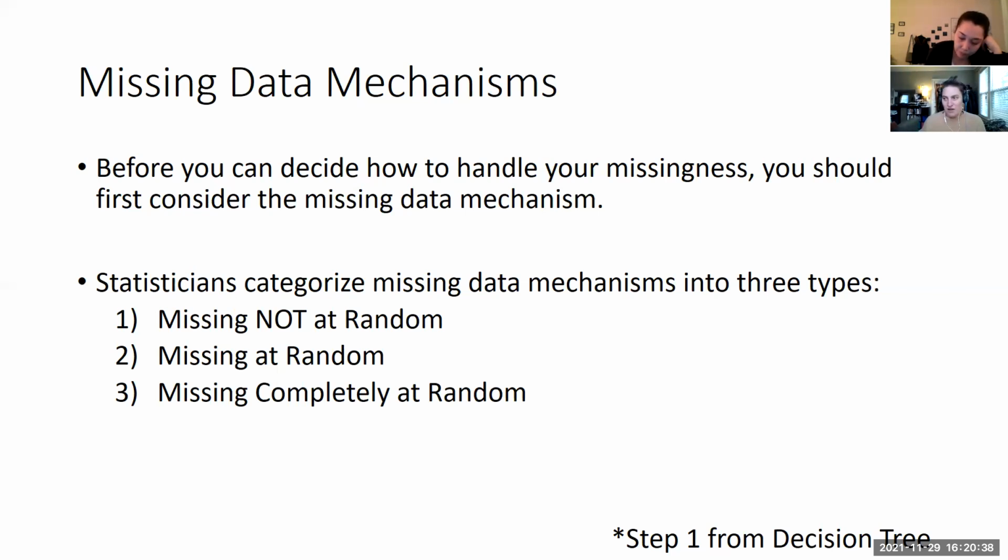definitional terms on the planet for categorizing missing data. They are just terribly confusing terms, but I'm going to try to disentangle them for you and tell you why you should care. All right, so we have three terms. They are missing not at random, missing at random, and missing completely at random.